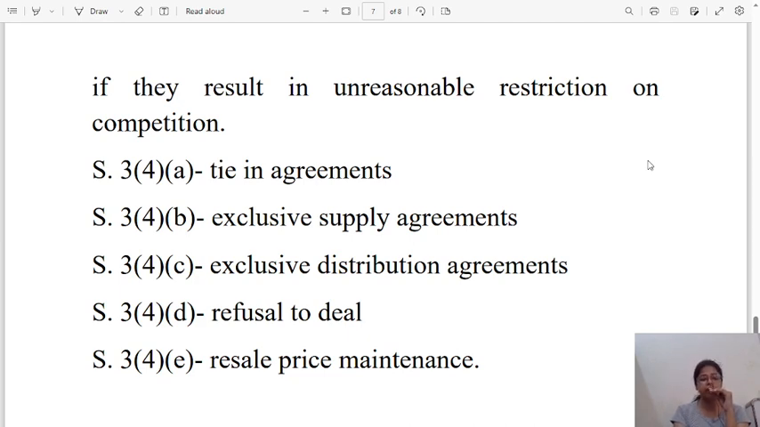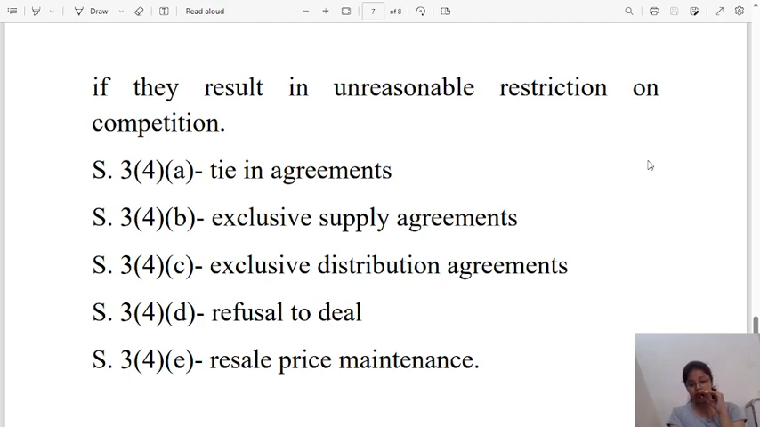In subclause B, you will find exclusive supply agreements. In such agreements, the purchaser is restricted in the course of trade from acquiring or otherwise dealing in any goods other than those of a seller or any other particular person. Then in subclause C you find exclusive distribution agreements. In an exclusive distribution agreement, basically a restriction has been put on the output or supply of a good in a particular area. Say for example, a particular distributor is limited to sell only in a particular area and not beyond that territory.